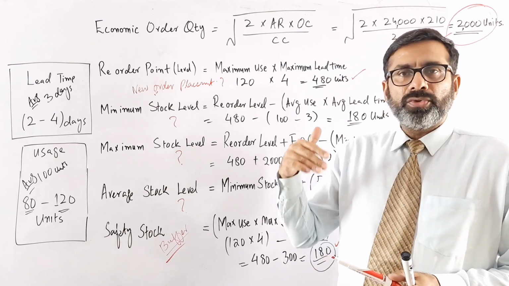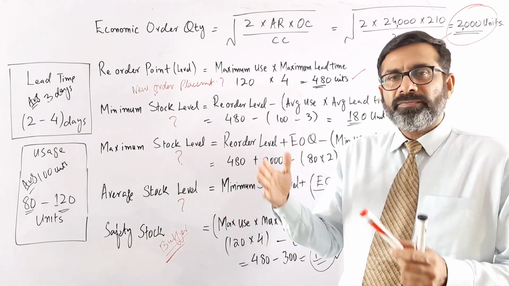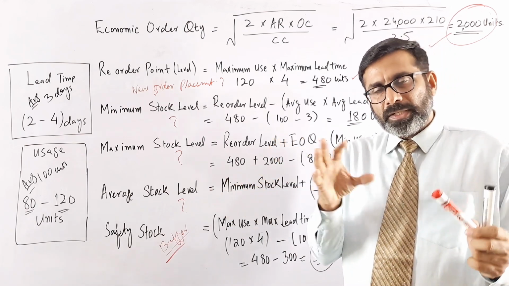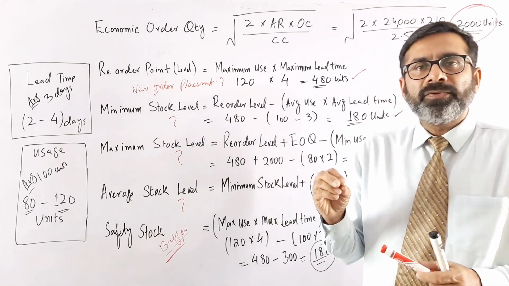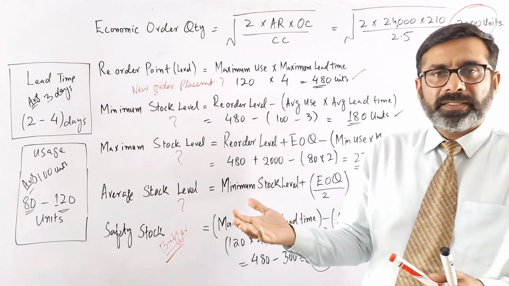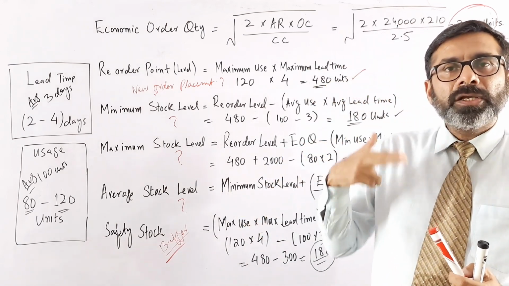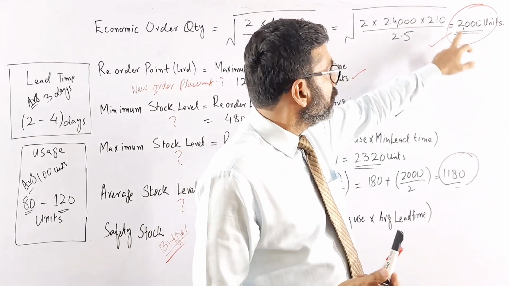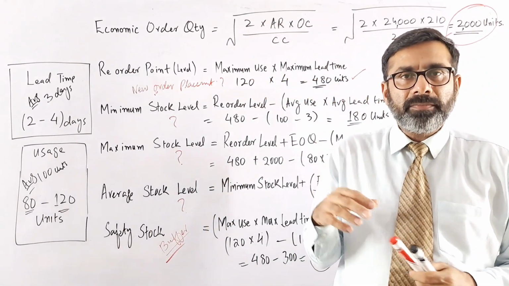If they are buying more than 2000 units, what will be the issue? There will be an issue of the storage cost. And if they are buying less than 2000 units, what will be the issue? The number of units will be less, and they can have a problem of scarcity or shortage, and also the ordering cost will increase. But when they are buying 2000 units, as per the calculation, the ordering cost and the carrying cost total will be at the minimum level.